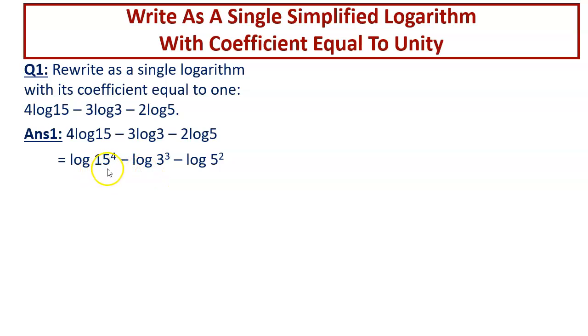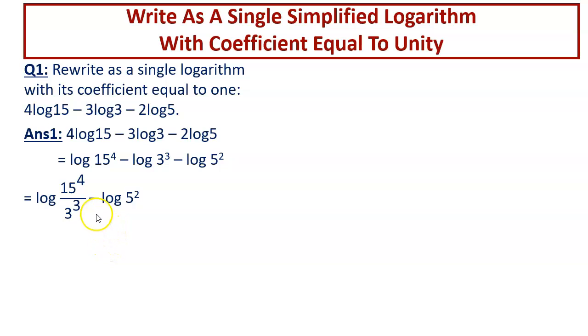This is log of 15 to the power of 4 minus log of 3 raised to the power of 3. So it will be equal to log of 15 raised to the power of 4 divided by 3 raised to the power of 3, and minus 5 log of 5 raised to the power of 2. We are having now, instead of 3 terms, 2 terms: log of 15 to the power of 4 divided by 3 raised to the power of 3, minus log of 5 raised to the power of 2.